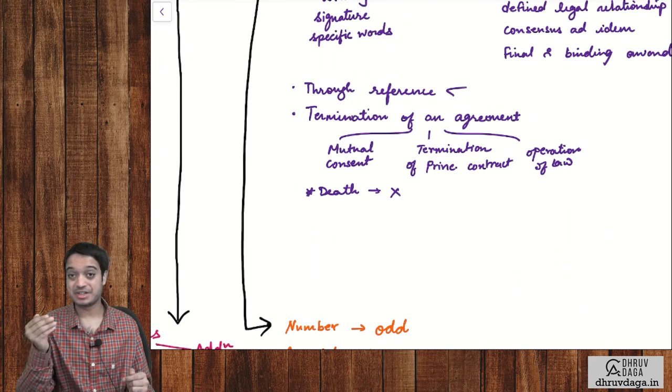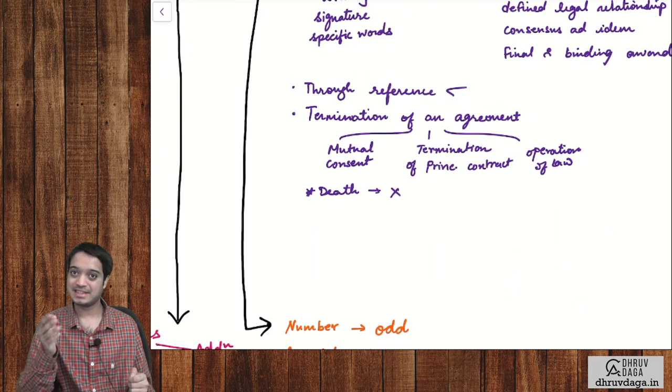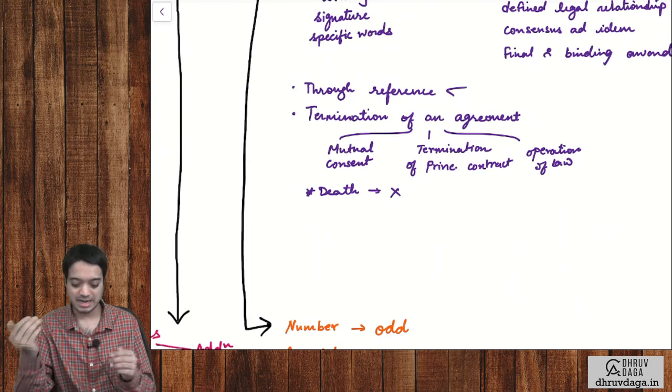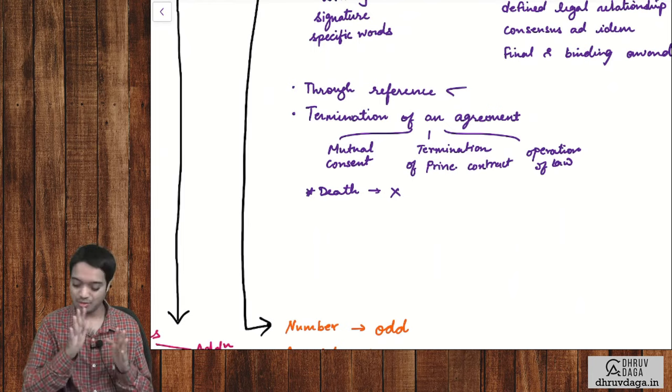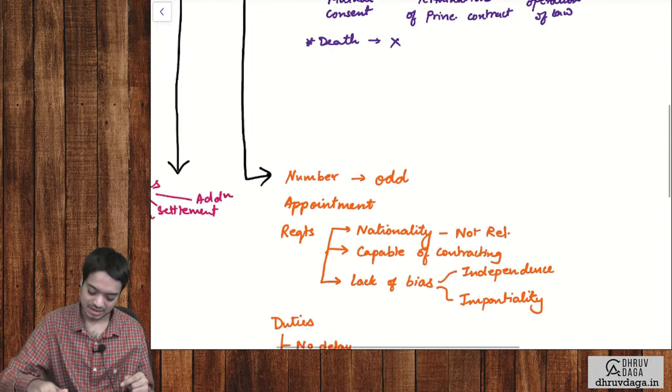How can an arbitration agreement be terminated? Mutual consent. All the parties decide that they want to terminate the arbitration agreement, that terminates it. Termination of principal contract. This is by performance. If it is by way of breach, then in that case, doctrine of separability will trigger in and the arbitration agreement will survive. Operation of law. There can be certain cases wherein the agreement itself shall be considered void or shall be considered to become void later on. Does death lead to the arbitration agreement being terminated? No. The death of the parties does not lead to an arbitration agreement being terminated.